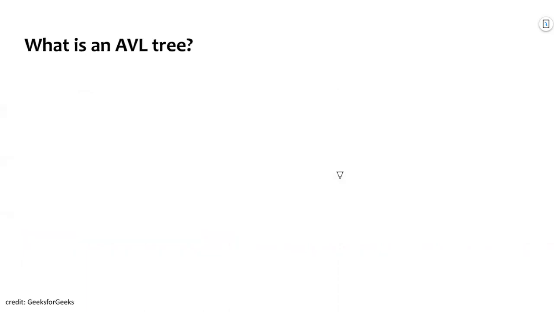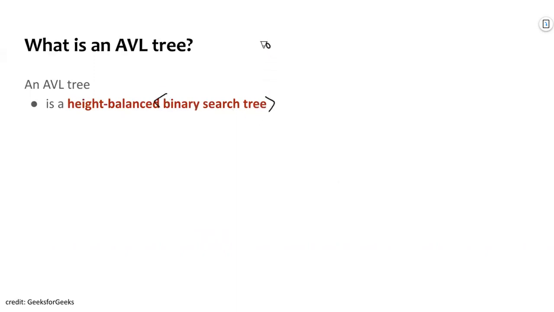And what is an AVL tree? An AVL tree is a height-balanced binary search tree. In the previous lecture, we talked about binary search tree, where the values of the left subtree are smaller than the root, and the right subtree has values that are larger than the root. And this property is maintained for all nodes.